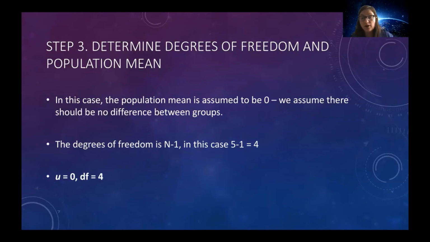So in this case, our population mean is going to be assumed to be 0. We're going to assume that there's no difference between the groups. So we're going to assume our null hypothesis and assume that there's not going to be any change in the before cognitive test and the after cognitive test. And that's why our population mean is 0. Our degrees of freedom is our sample size minus 1. In this case, our sample size is very small. It's 5. Minus 1 is 4. So our degrees of freedom is going to be 4.